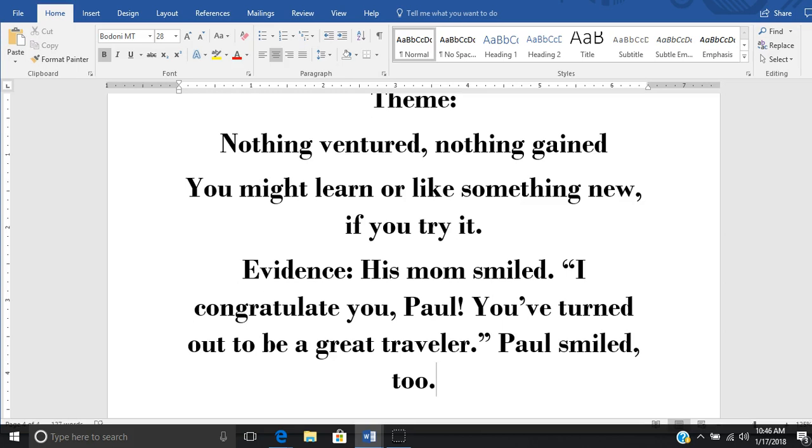And of course, that's the last step to theme. And it is even on the anchor chart on the wall that you have to have evidence to prove your theme. If you've not already written this, please make sure that you write this. We're going to refer back to it next week.